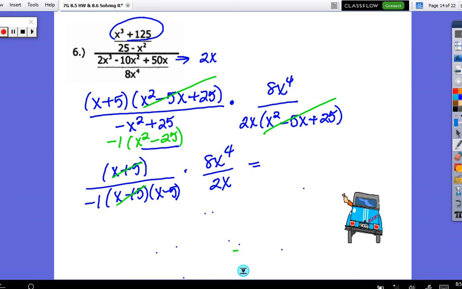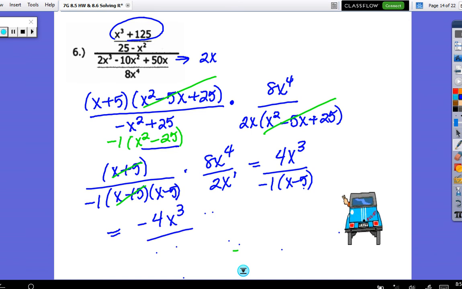All right, so let's start cleaning up. So 2 goes into 8 4 times. X to the 4th divided by x to the 1st gives me x to the 3rd, all in the numerator. In the denominator, however, I'm left with negative 1 x minus 5. All right, we never leave a negative in the denominator, so we can divide negative 1 into positive 4 and get negative 4x to the 3rd over x minus 5. And that's my answer.